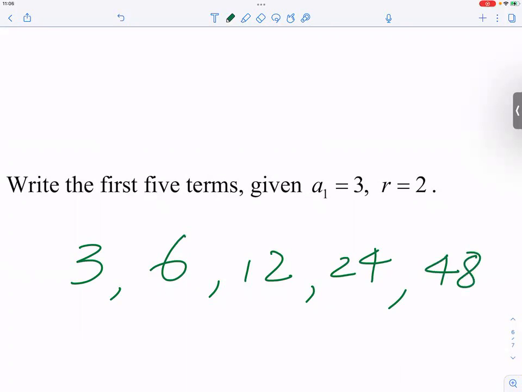Easy. An elementary school student can do it for you. A 4th grader can do it for you. Very easy. Okay.